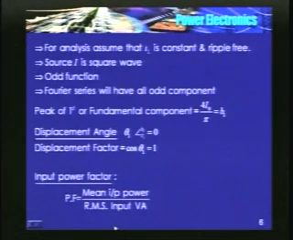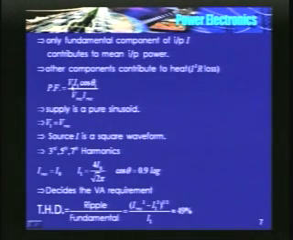So, input power is given by V1 I1 cos of the angle between V1 and I1. Both V1 and I1 are RMS values: V1 is the RMS value of the fundamental component of the input voltage, and I1 is the RMS value of the fundamental component of the input current. Since we had assumed that voltage is a pure sinusoid, V1 is equal to Vrms itself.